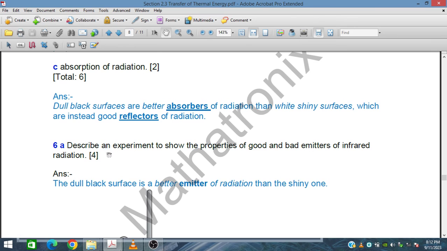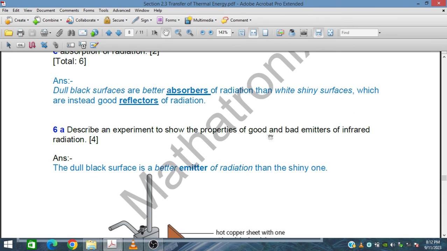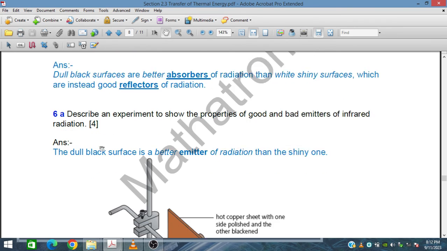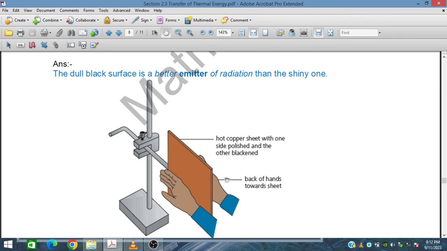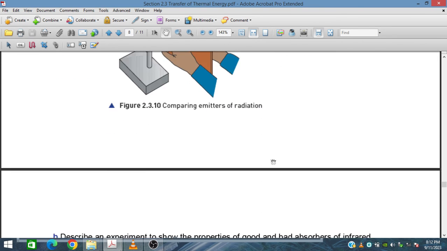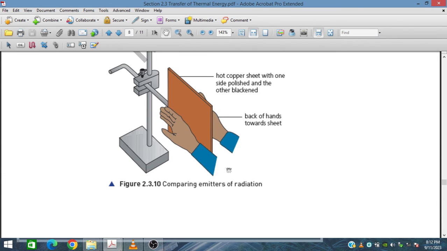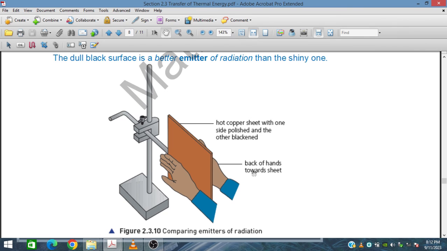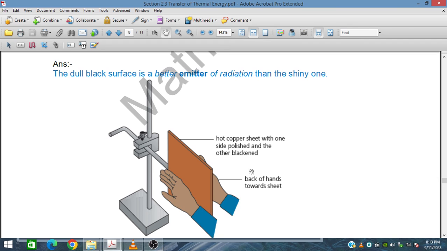Describe an experiment to show the properties of good and bad emitters of infrared radiation. So this is the experimental setup. Here we have the back of the hand towards the hot copper sheet with one side polished and the other side blackened or dull. The dull side feels warmer and the shiny side does not feel much warmer.